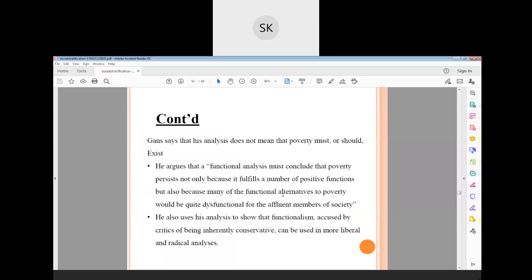Sometimes the alternatives to poverty could be dysfunctional, and also for the affluent members of the society.